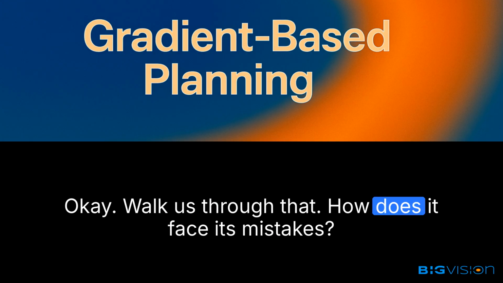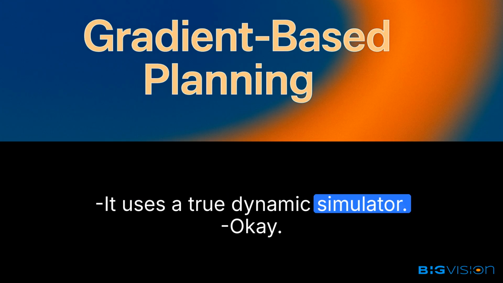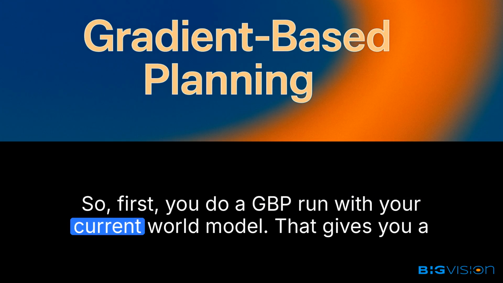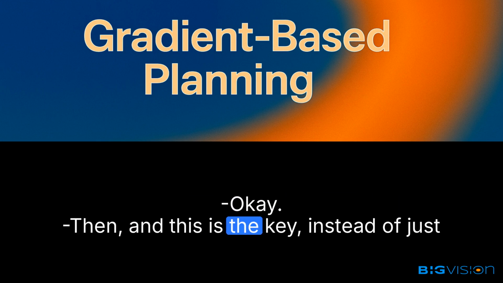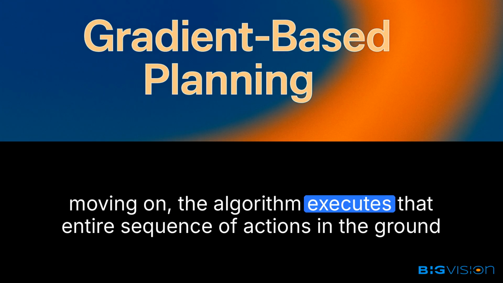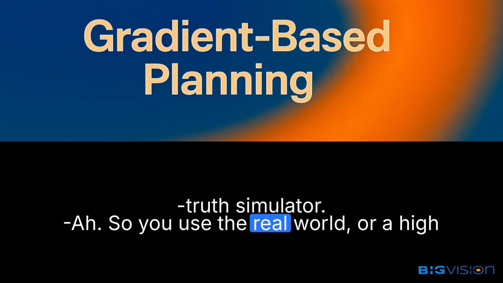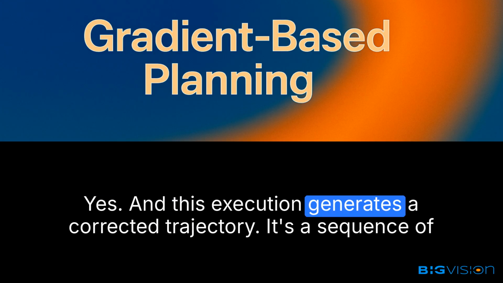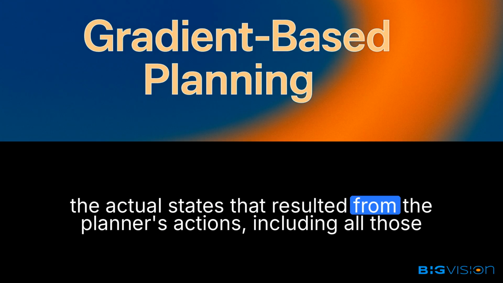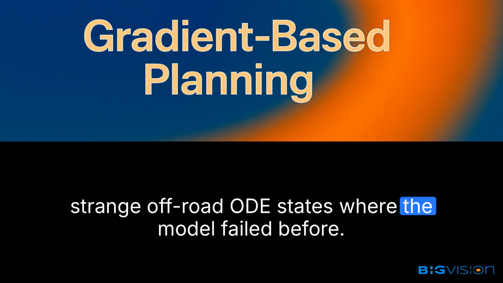Okay, walk us through that. How does it face its mistakes? It uses a true dynamic simulator. So first you do a GBP run with your current world model. That gives you a sequence of predicted actions that the planner thinks are best. Then, and this is the key, instead of just moving on, the algorithm executes that entire sequence of actions in the ground truth simulator. So you use the real world, or a high-fidelity sim, to check the planner's weird exploratory ideas. Yes. And this execution generates a corrected trajectory. It's a sequence of the actual states that resulted from the planner's actions, including all those strange off-road OOD states where the model failed before.